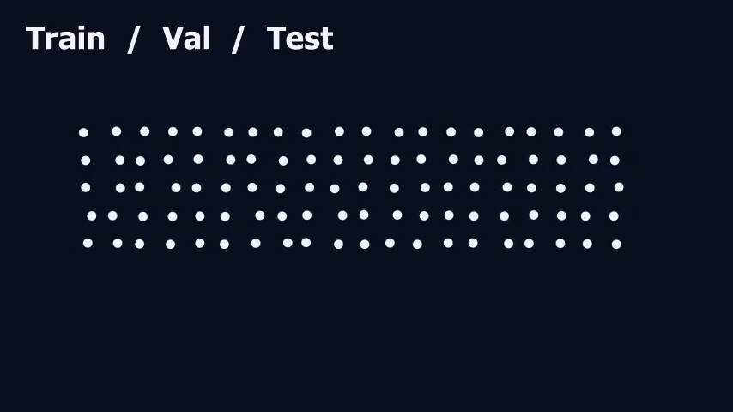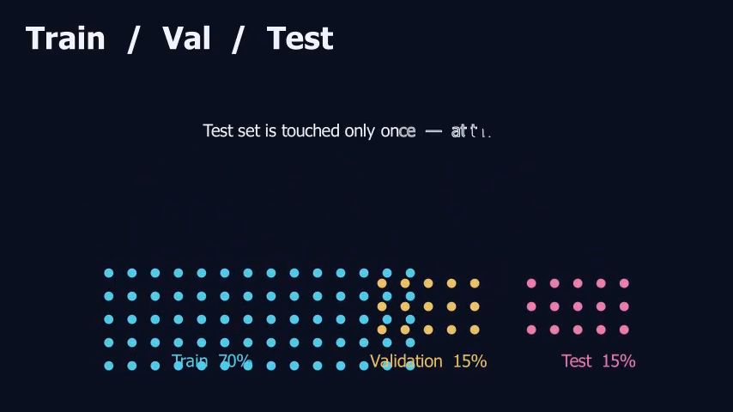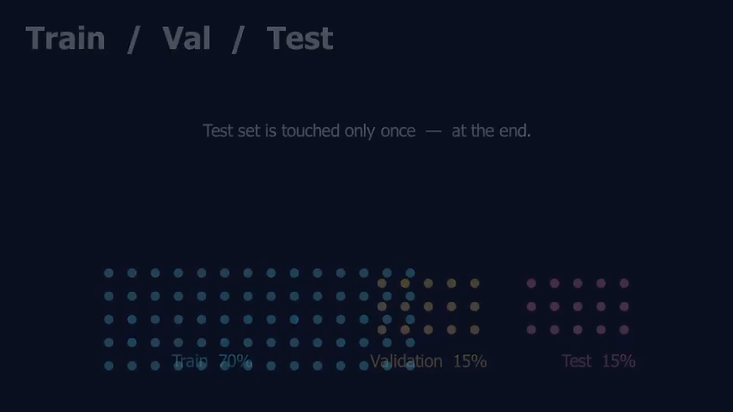Never train and test on the same data. We split the dataset into 3 parts. The training set teaches the network. The validation set tunes our choices, like learning rate and architecture. And the test set is touched only once, at the very end, to give an honest measure of how the model will perform on data it has never seen.